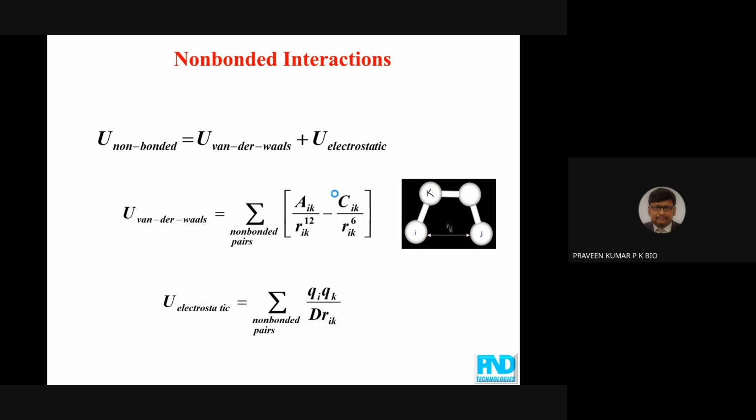For van der Waals, energy can be calculated through this formula, where A and C stand for the van der Waals constants and r is the radius. Electrostatic, of course, comes under Coulomb's law of attraction. If electrostatic is a force of attraction, van der Waals is a force of repulsion. Van der Waals energy can be calculated using this formula, and electrostatic we can calculate through QiQk divided by Drik.